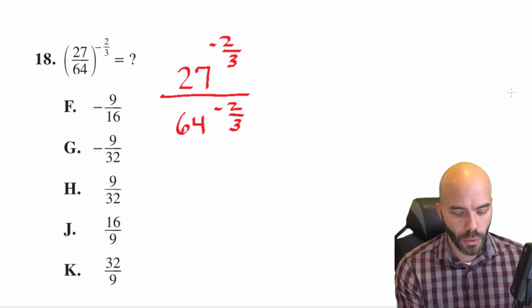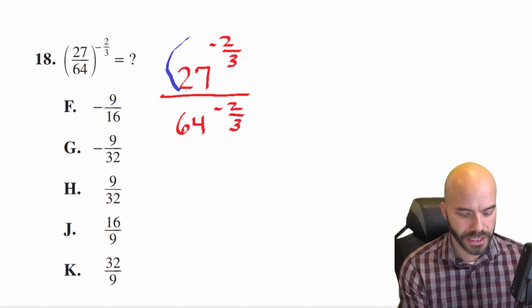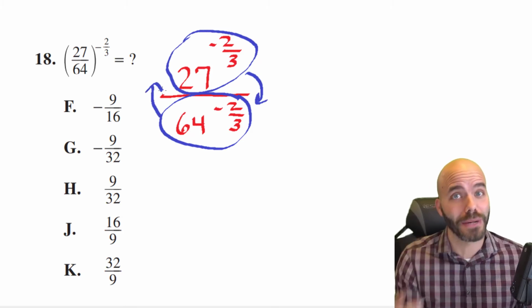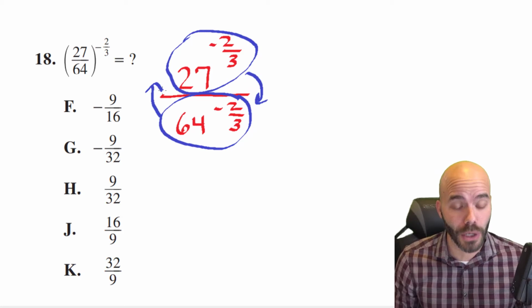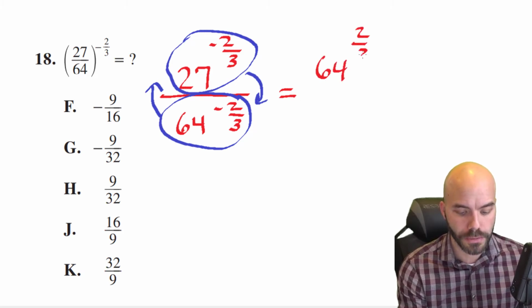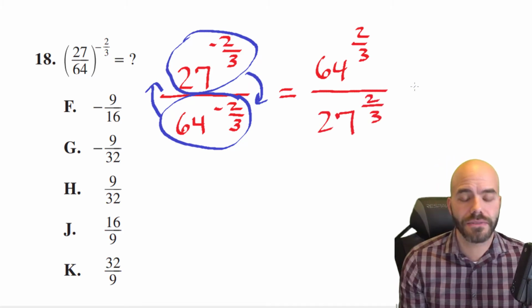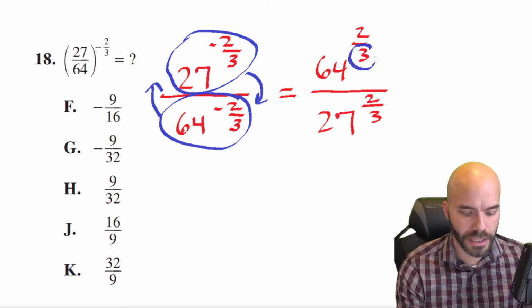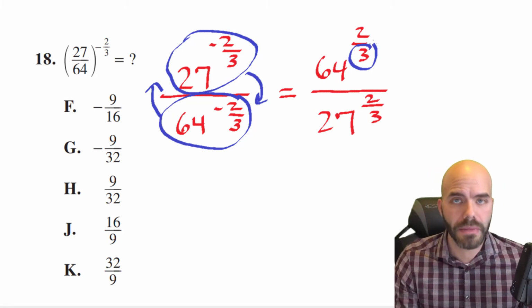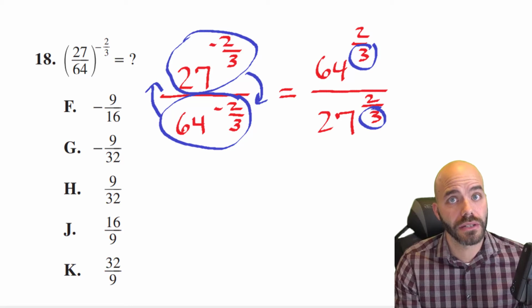So basically, this 27 to the negative 2/3 power gets moved down to my denominator. This 64 to the negative 2/3 power gets moved up to my numerator. They both have negative exponents, so they both get moved. But once you move them, the exponent becomes positive. So at the top, we have 64 to the 2/3 power. At the bottom, we have 27 to the 2/3 power. Now I can take that 64 raised to the 2/3 power. The denominator of my exponent is the index to my root. What I mean by that is 3 in my denominator, that's a cube root.